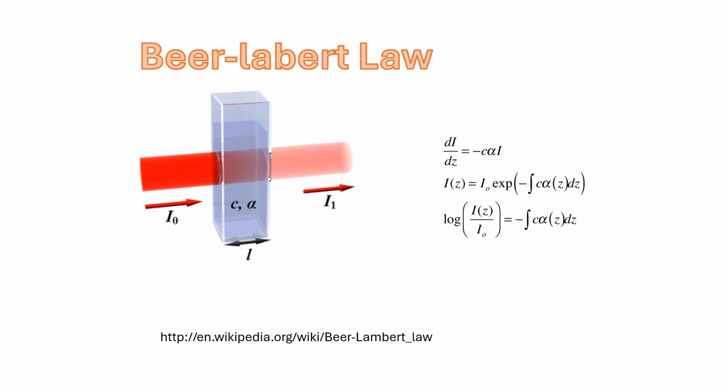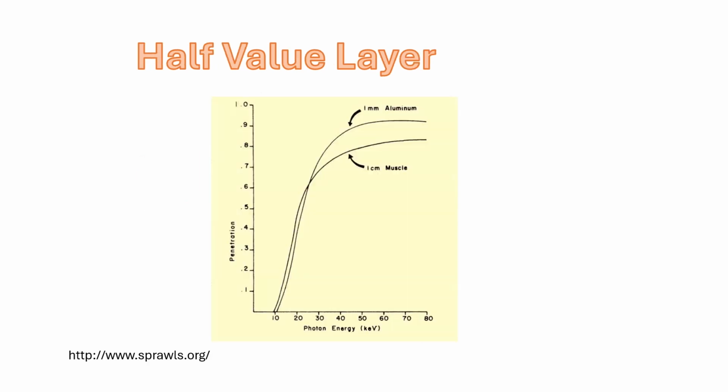So we have this Beer-Lambert law, which describes how the X-ray is attenuated as it moves through the material. What you find is that at any given X-ray energy, going from 10 kiloelectron volts up to nearly 100 kiloelectron volts, you have a half value layer. How much material do you have to go through before you would modulate the beam of X-rays by 50%? And this is comparing 1 millimeter thick aluminum with 1 centimeter thick muscle.